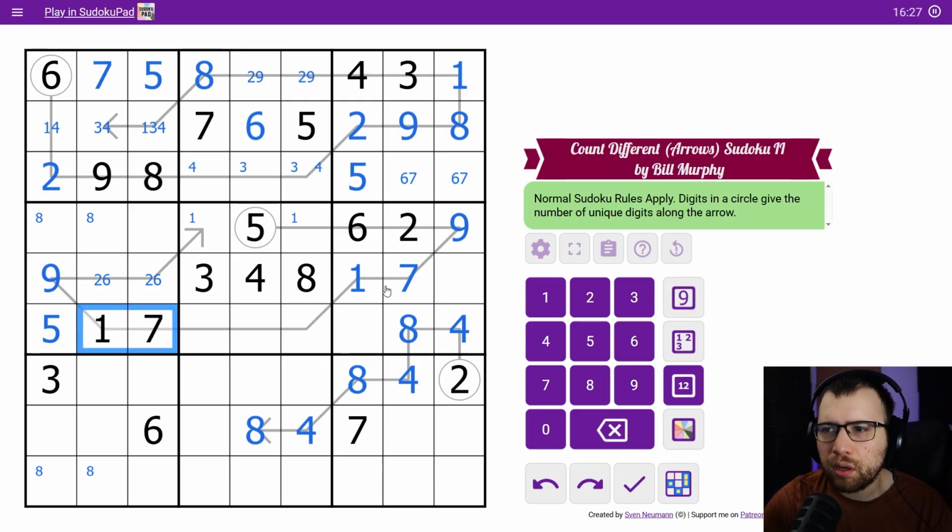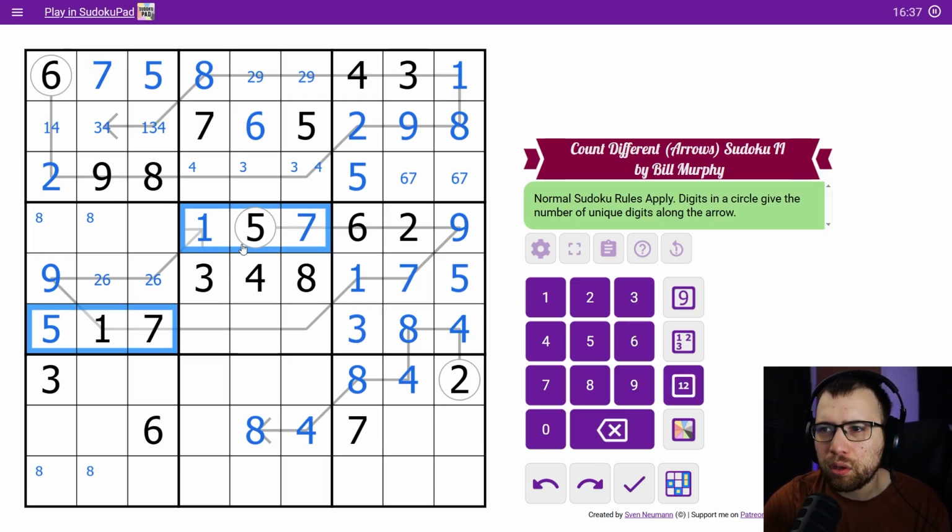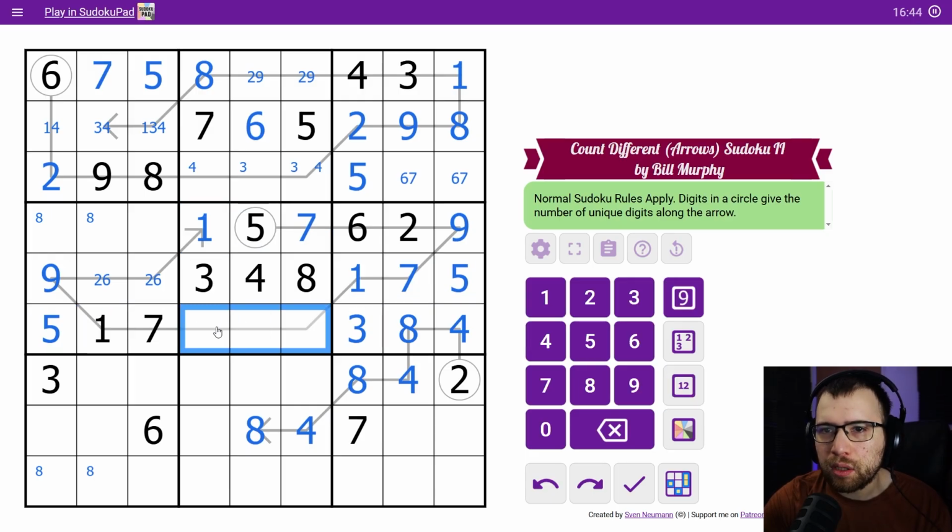Yeah, 1, 7 here, 1, 7 here. So this one has to be 1, 7, which means this is 7, this is 1. I forgot what I was doing over here. I was putting the digit here. This is a 5 and this is a 3. Yeah, so these are all like the same digits. 1, 5, 7, 1, 5, 7, 5, 1, 7. So this is going to be the 9, 2, 6.